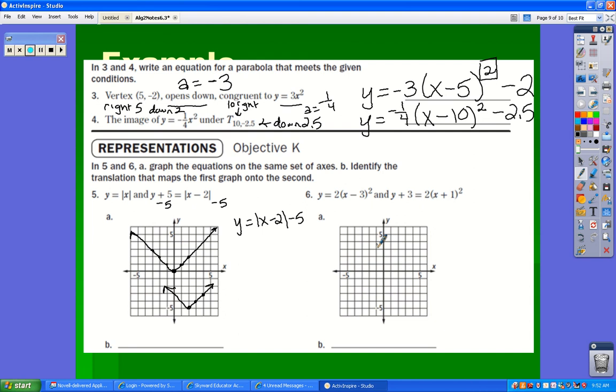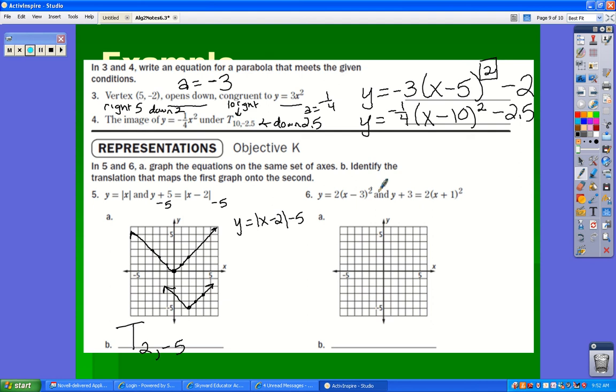Okay, is there another way I could do this? Sure. You can always go down to the XYT table if you want to, and it will be just as efficient. You could also look at your graphing calculator if you need to. They want you to identify the translation that maps it. Okay, so that's going to be T. I went to the right 2, and I went down 5. That's the notation they're wanting.